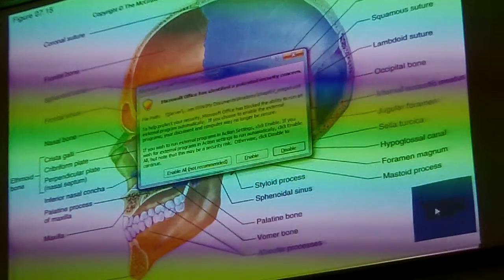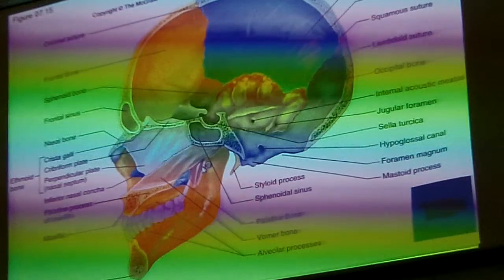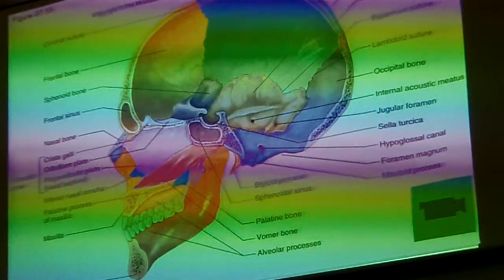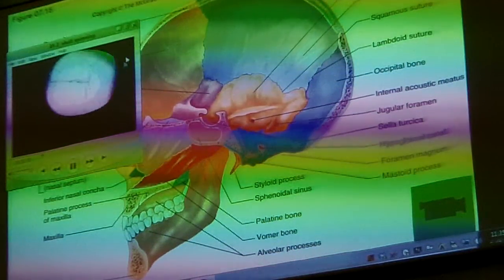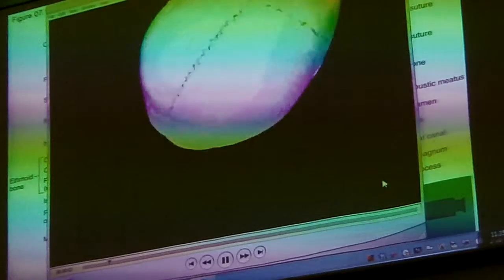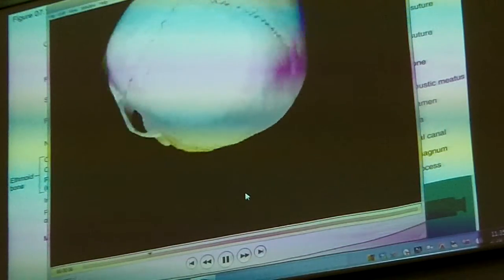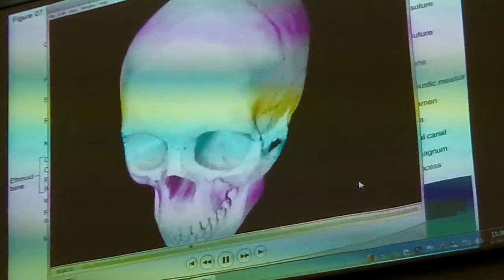You want to see a skull spinning around? Yeah. Why would you not want to see a skull spinning around? I just happen to have a video of a skull spinning around. See the sutures there on the top? It's the coolest video ever. Why do I have a video of a skull spinning around? I have no idea.